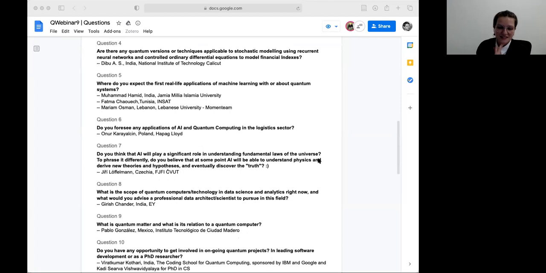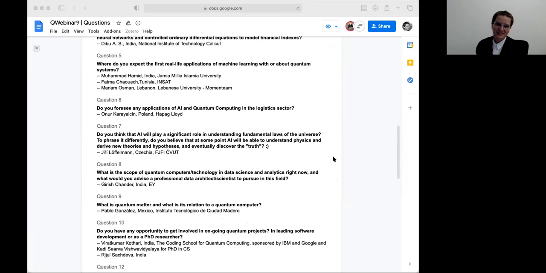And then we have a very philosophical question. Do you think that AI will play a significant role in understanding fundamental laws of the universe? And of course, if the universe is quantum, then it is your expertise to answer.